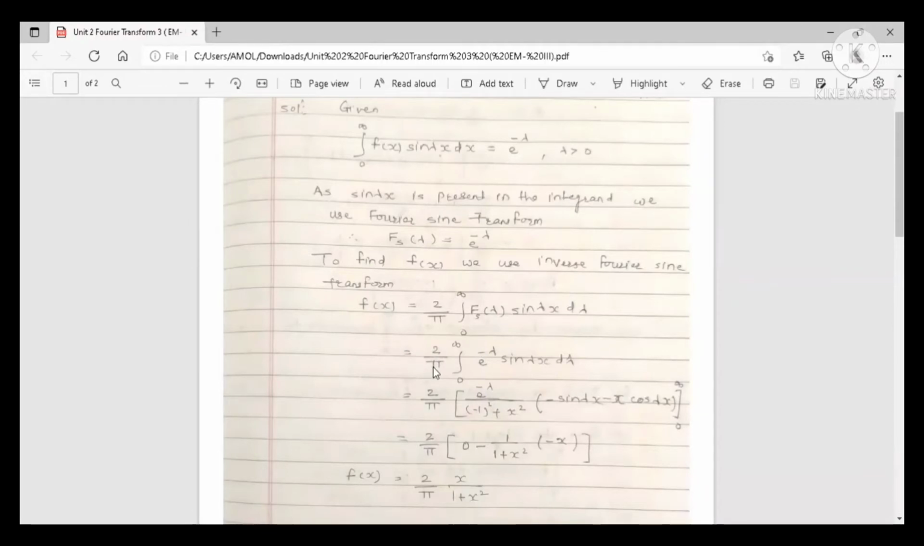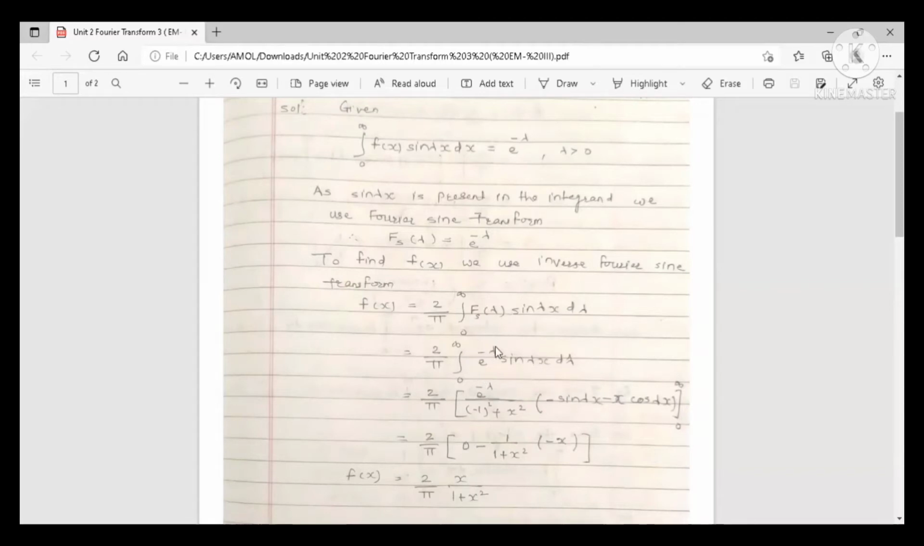Its value is given in the example, it is e raised to minus lambda. So you replace Fs lambda by e raised to minus lambda into sine lambda x d lambda. Now 2 upon pi as it is. Now how to solve this integration? Integration from 0 to infinity e raised to minus lambda into sine lambda x d lambda.